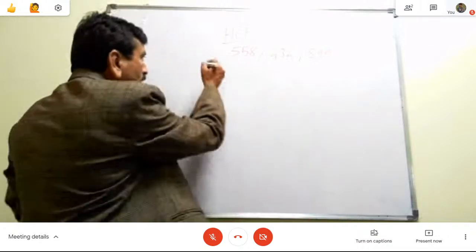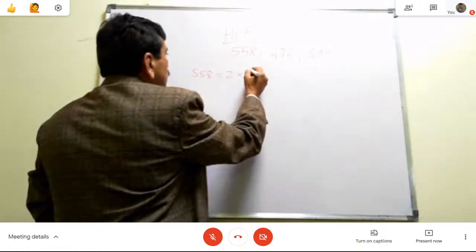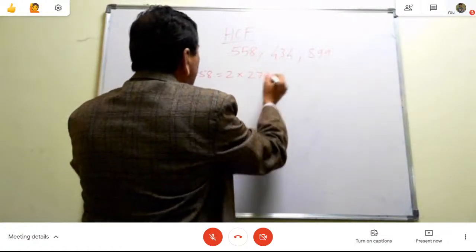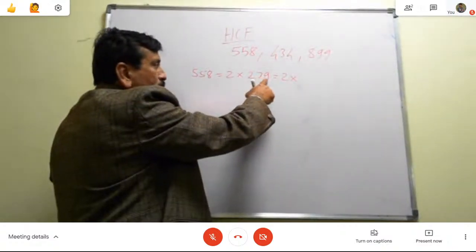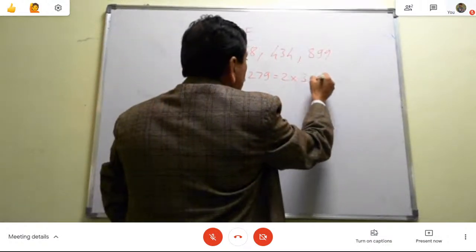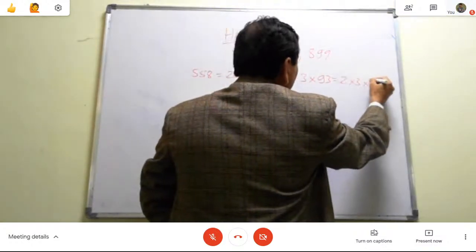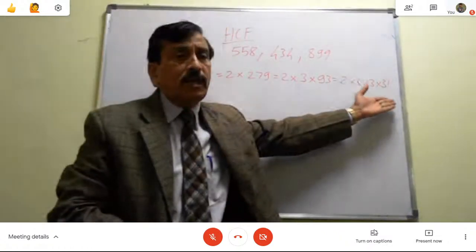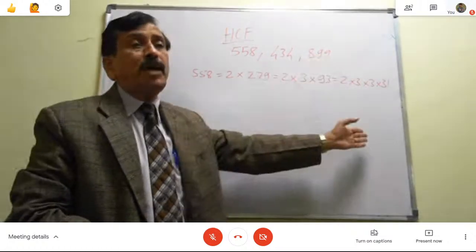And again, if I want to factorize, look here, I'll just do it in front of you. This is not divisible by 2. So 2 plus 7 plus 9, the sum is divisible by 3. So divide by 3. Again divide by 3. So to factorize 558, you require this much time. To factorize this number, you again require the same time. To factorize this, you again require the same time.